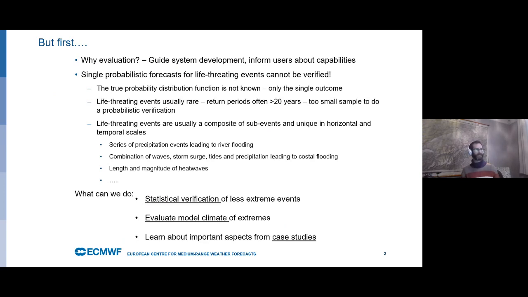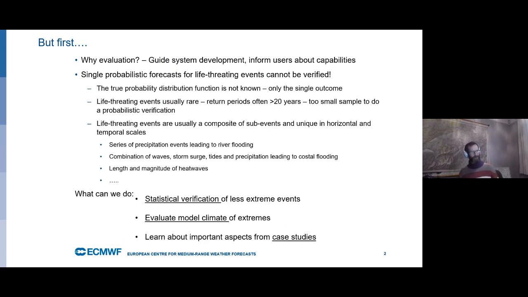And then these types of life-threatening events are usually composites of sub-events, and they are unique in the horizontal and temporal scale. So you can think of it that we need a series of precipitation events during a longer period leading up to a major river flooding. And then for coastal flooding, it's usually a combination of waves, storm surge, tides, and the inland precipitation that ultimately give the flooding, and then the length and magnitude of heat waves.